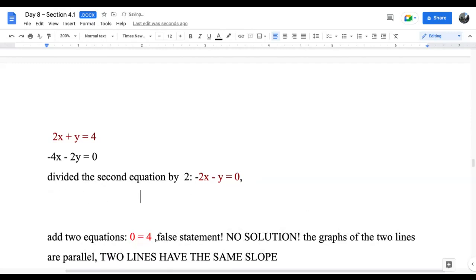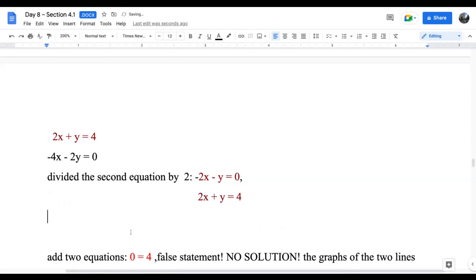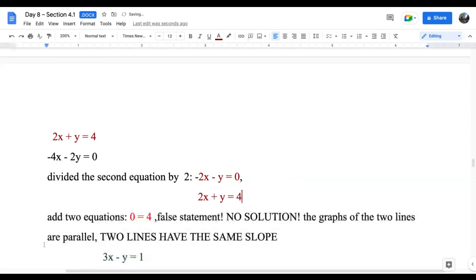I'm going to write underneath so we can compare. Even better, let's just divide by negative 2. If we divide by negative 2, we get positive 2x and positive y. Now compare with the first equation. The left-hand side is exactly the same: 2x plus y, 2x plus y. But the first one equals 0, and the second one equals 4. So the two equations mean 0 equals 4.